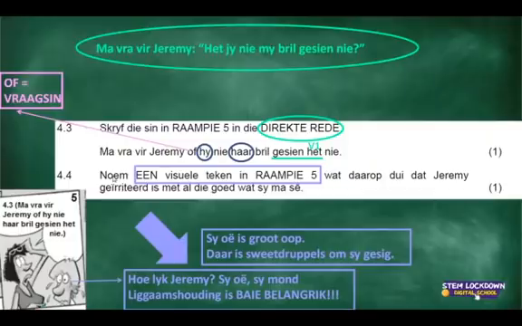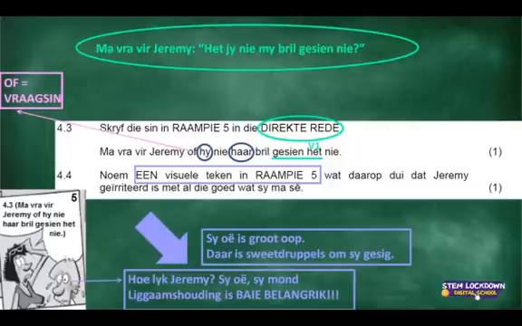Goed, skryf die sin in raampie 5 in die direkte rede. Now we did spend some time on writing sentences from direct to indirect speech. Now they want you to take it from indirect to direct speech. Okay, so there's a few things that you need to remember. Identify verbs, circle pronouns, determine if the sentence that they want you to write is a statement or a question.